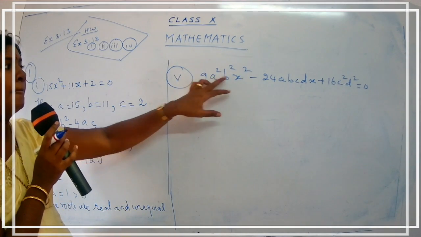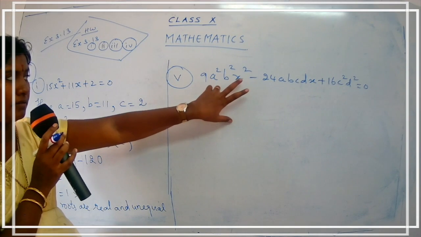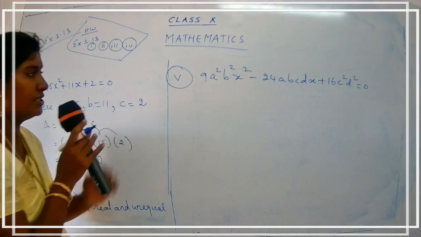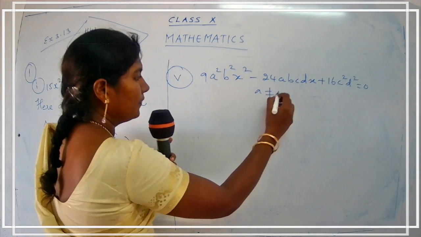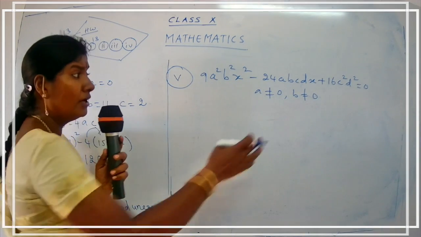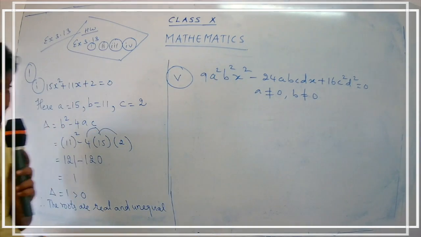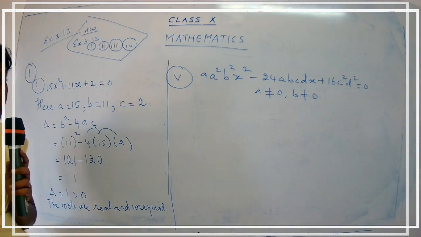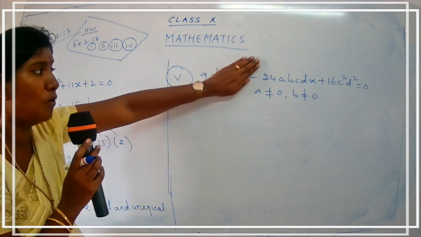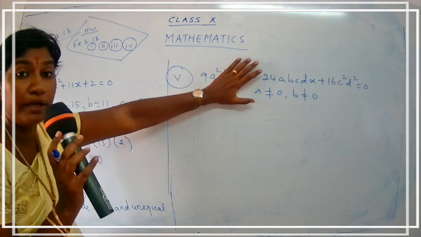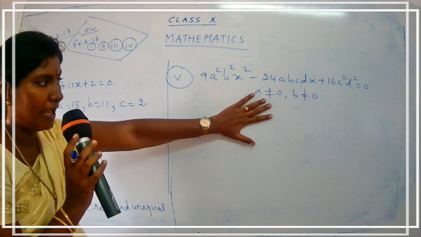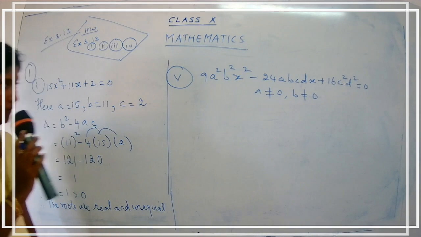So always remember, the coefficient of x square should not be 0. So the condition is a is not equal to 0 and b is not equal to 0. That means a has some value and b has some value, but the values for a and b are not equal to 0. Again I say, if a and b are 0, the whole term vanishes, so we don't get a quadratic expression. So we are not taking the values for a and b as 0.